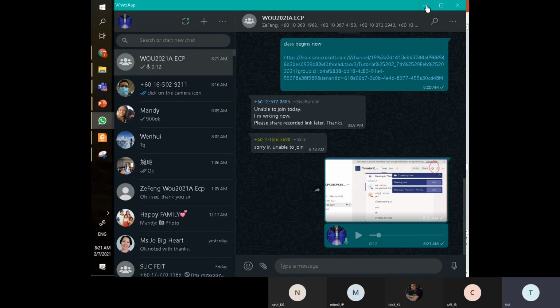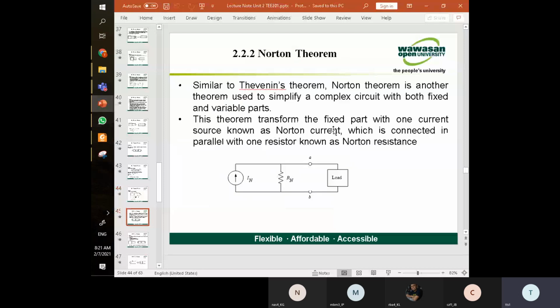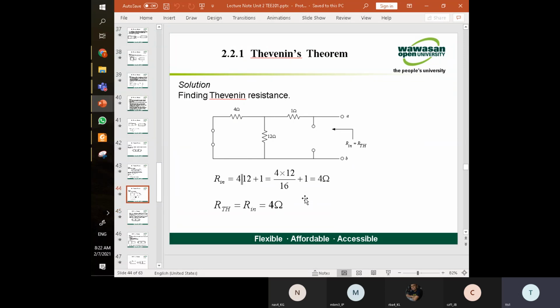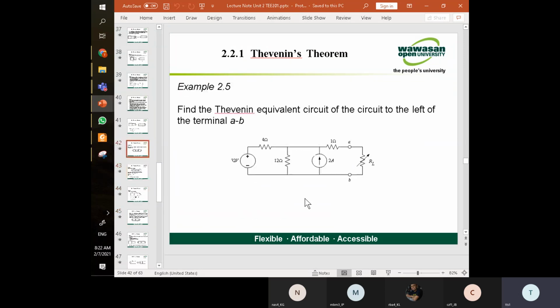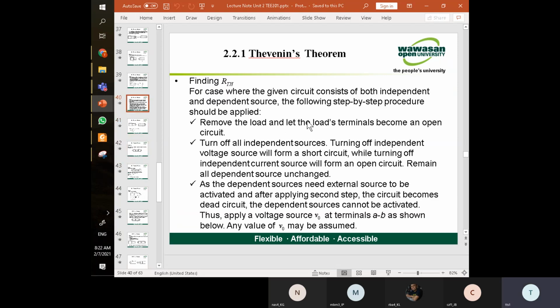Okay, so Thevenin and then you have Norton. So Norton is a different thing. Norton reduces the fixed part of the circuit into a current and a resistance, but in parallel. If you compare with Thevenin, it is not parallel. Thevenin is in the series circuit, right? They are all in series, like this.